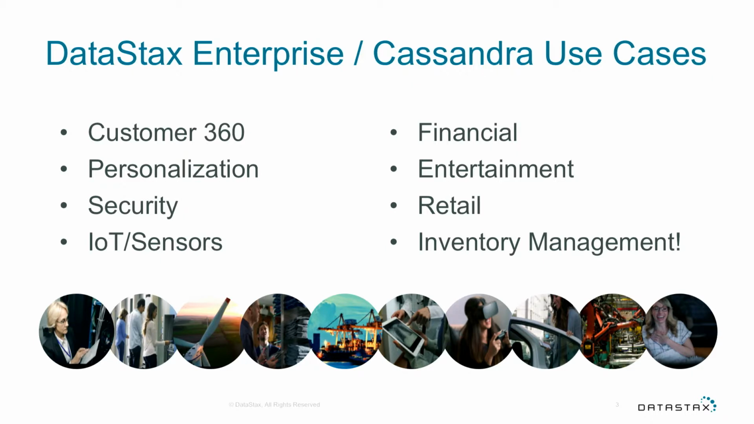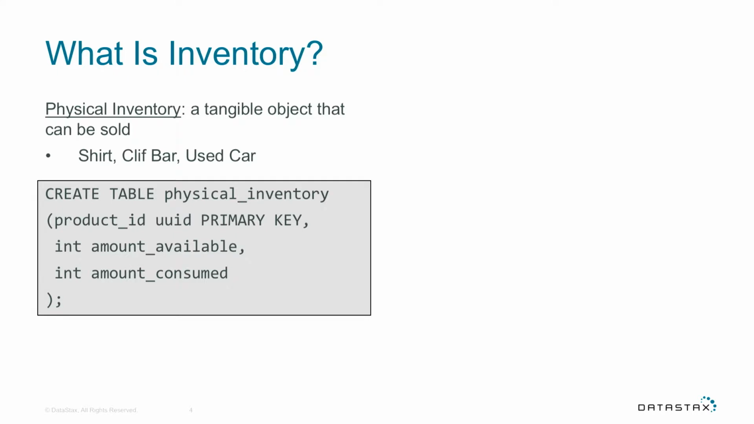For this talk, we're going to focus in on how you can use Cassandra and DataStax Enterprise to manage your inventory. You might be asking, what do we mean by inventory? When we talk about inventory, there are two basic types of inventory. The first is what we call physical inventory. This is any tangible object that we could sell, like a car or a Cliff Bar.